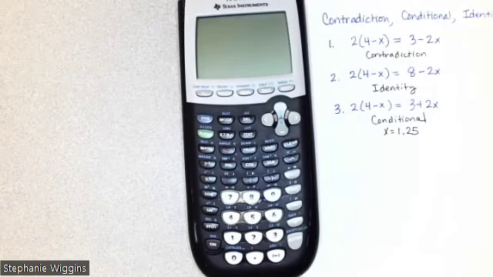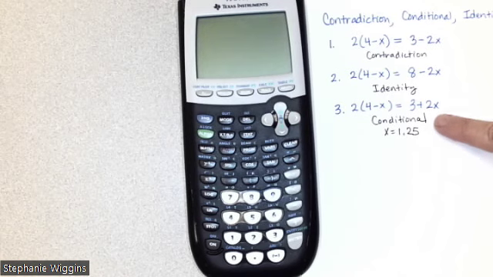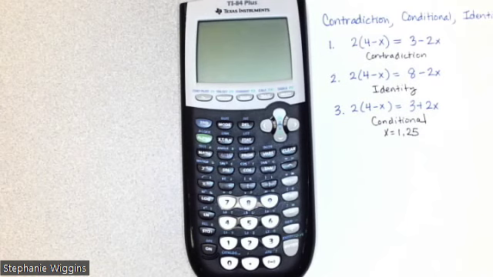In an earlier video, I solved these three linear equations, and I showed that the first one is a contradiction, the second one is an identity, and the third one is conditional with x equal to 1.25. I want to go ahead and show you how we solve this using the TI-84 Plus, and I'm pretty sure the TI-83 is similar to the TI-84 in this regard.